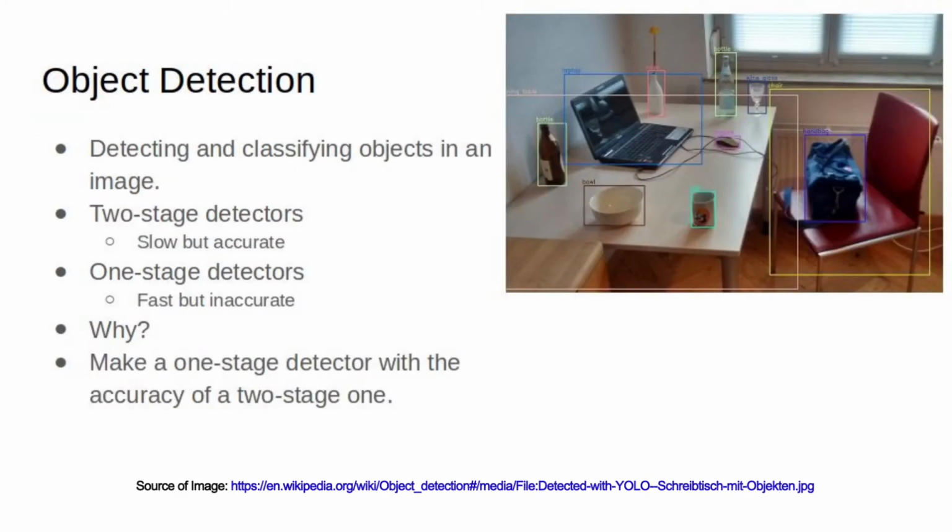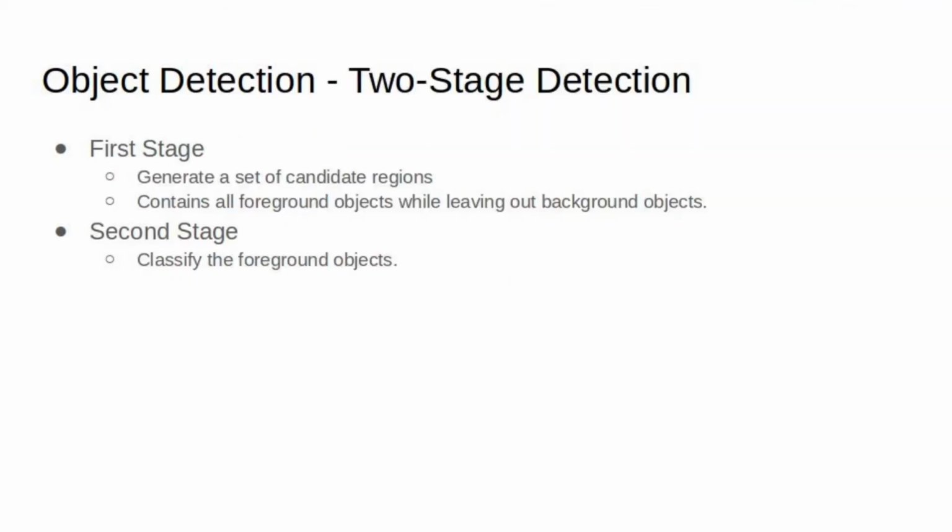Object detection is the technology concerned with detecting and classifying objects in an image, and there are two ways to solve this problem, which is with two-stage detectors and with one-stage detectors. One-stage detectors tend to be faster, but they are less accurate, and the paper will discuss why this is, and then it will propose a solution to make a one-stage detector with the same accuracy as a two-stage detector.